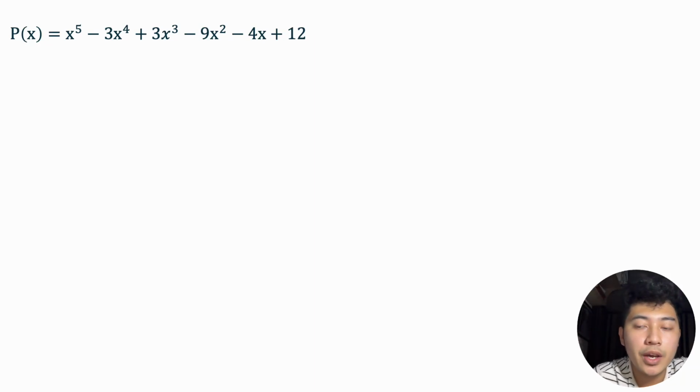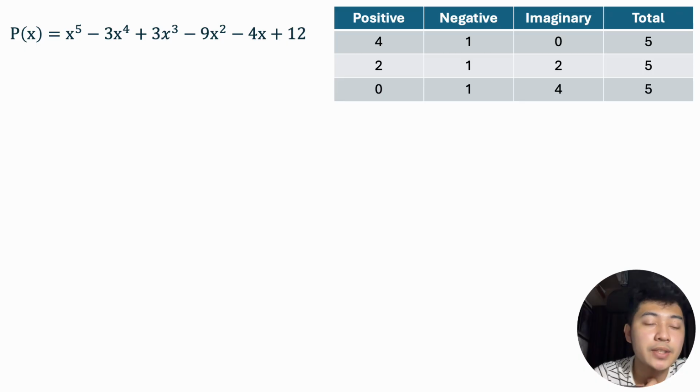Alright, so based on our solution for part 2 of the Descartes rule of sign, we have come up with this table, the number of positive, negative, and imaginary roots. Now we are going to solve which among these possibilities are the solution of this P of x. Given x raised to 5 minus 3x raised to 4 plus 3x cubed minus 9x squared minus 4x plus 12, we're going to determine the rational roots or the imaginary roots of the given P of x.